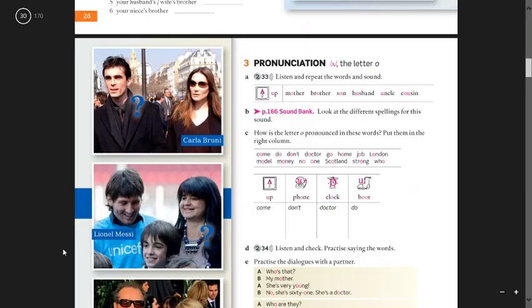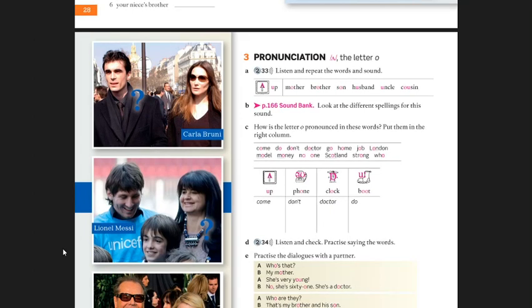Then in the pronunciation part, as usual, you have to listen and repeat the words and sounds. Today we're going to work with this sound, as in up, mother, brother. This is the sound. Then you have to classify, or place, these words in the right column according to how the letter O is pronounced.